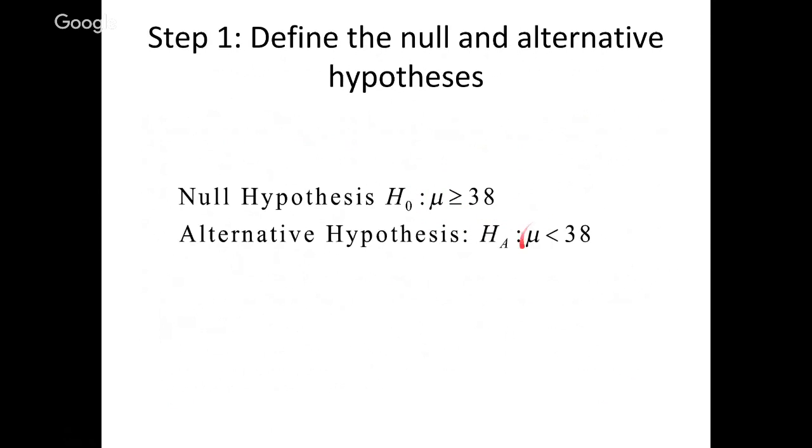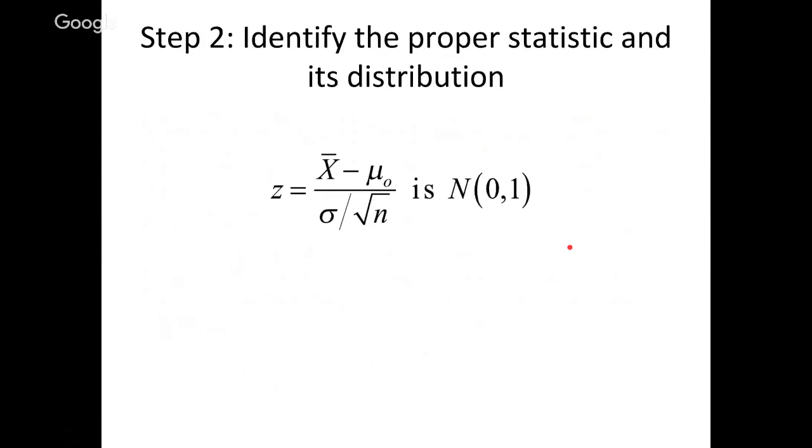The alternative hypothesis is that the population mean is less than 38, in which case we are going to reject the lot. This is going to be a one-tail test. Next, we need to identify the proper test statistic and its distribution. And in this case, we know we're basically working with the mean, right? So we're going to use a statistic from the mean. And furthermore, we know the population variance and standard deviation, and so we're going to use the standard normal or Z statistic, which we know is distributed according to the standard normal.